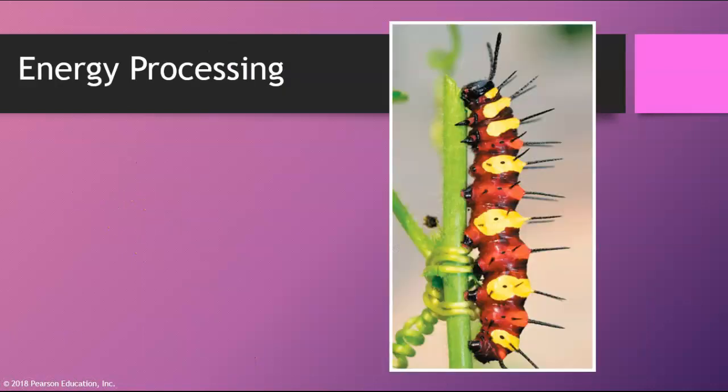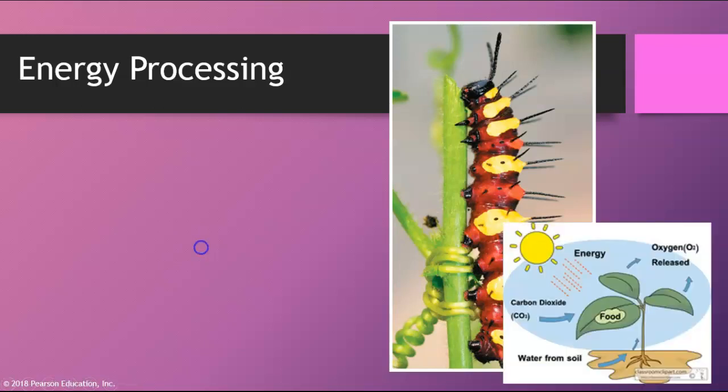The next property is energy processing. You might wonder why we're showing a caterpillar munching on a stem. Well, energy processing involves food, feeding yourself. You might think about eating as providing the energy for various things, and that's what it does. But where does that energy ultimately come from? Of course, all energy on Earth originally comes from the sun.